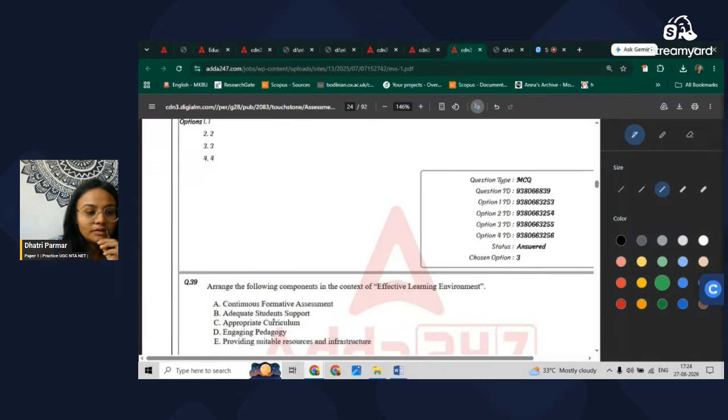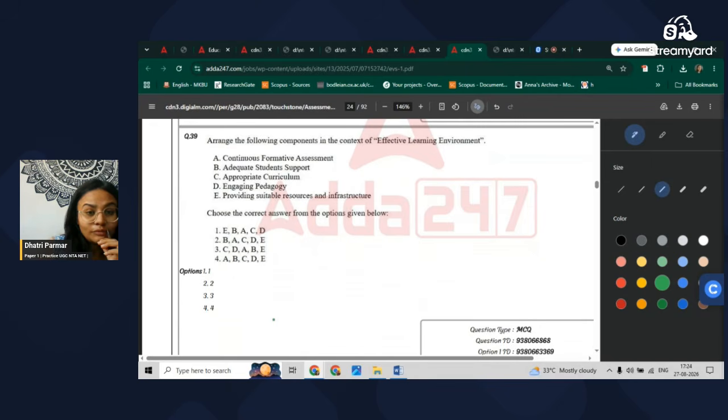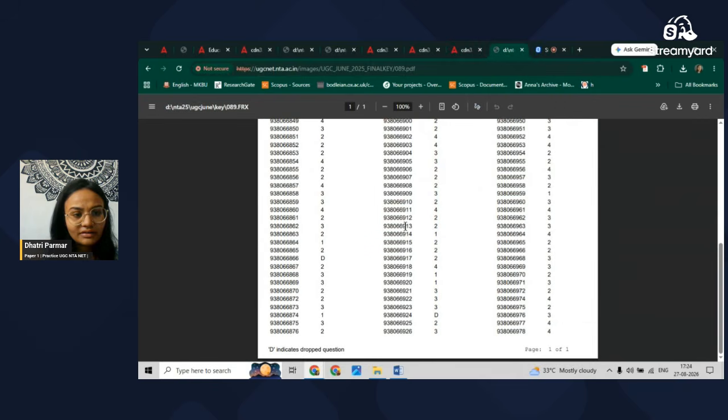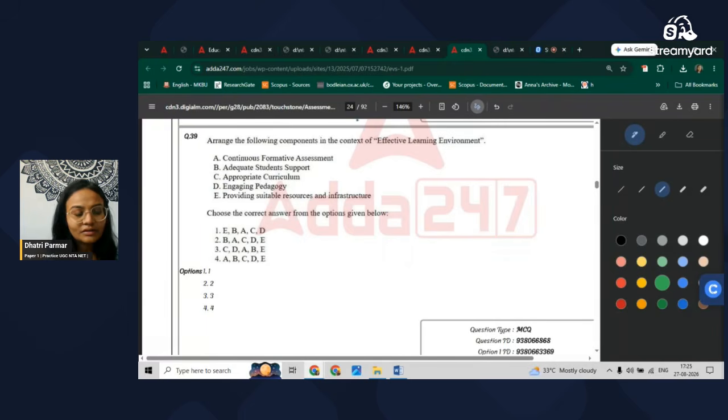Arrange the following components of the context of effective learning environments: continuous formative assessment, adequate student support, appropriate curriculum, engaging pedagogy, providing suitable resources and infrastructure. So first, if the curriculum will be the appropriate one, then I think students can easily grasp it and they can easily learn. So it should start with appropriate curriculum, followed by engaging pedagogy, continuous formative assessment, then adequate student support, and along with that, last is providing proper resources and infrastructure to them.